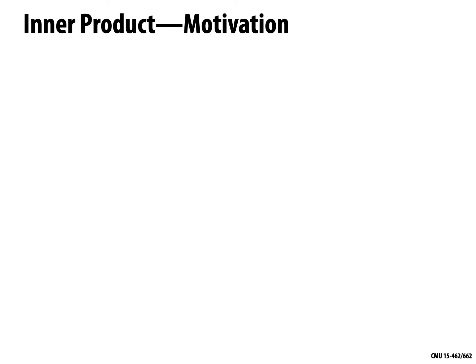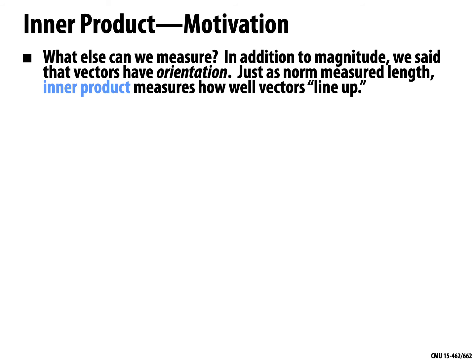Okay, so what else do we commonly do with vectors rather than just measuring their length? Again, we said we want to talk about orientation or direction. Okay? And just as the norm was the thing that measured length or magnitude, the inner product is going to be the basic operation we're going to use to get our hands on direction, or maybe relative direction. How much does one vector line up with another vector in terms of orientation?